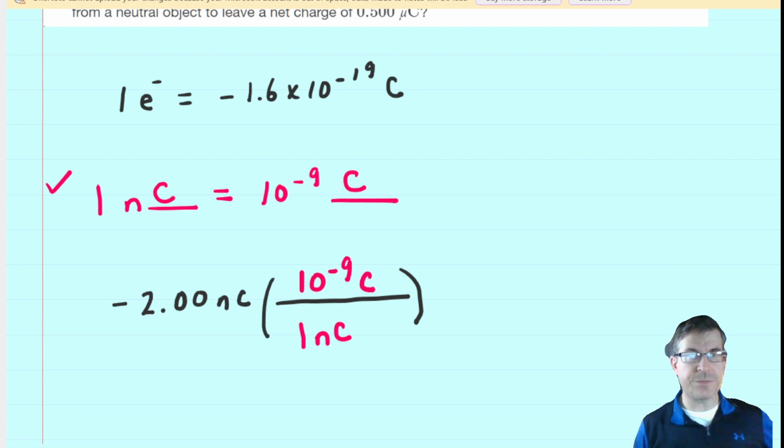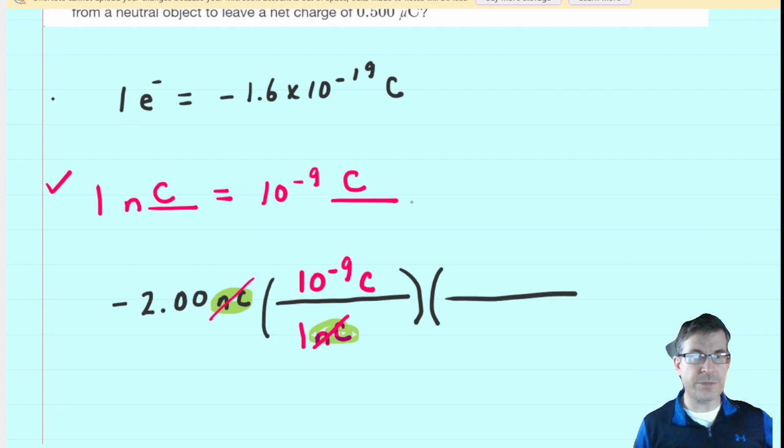And you'll notice how we have set that up. We've strategically set it up so that the given nanocoulombs and the nanocoulombs that we're putting into our conversion are sort of diagonal from one another. And what that means is that they will cancel dimensionally. So by setting it up diagonally, we can cancel the nanocoulombs. And now our present unit is in coulombs.